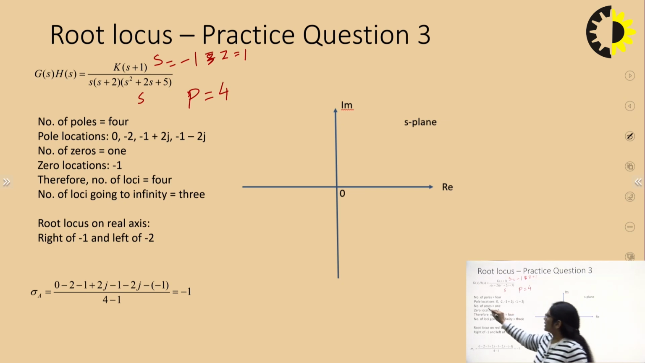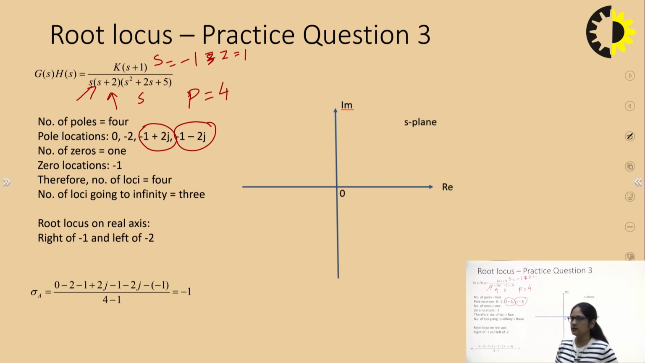So what are the pole locations? We have one pole at the origin, one pole at minus 2, then minus 1 plus 2j and minus 1 minus 2j. So these are the complex poles, and 1 zero at minus 1.